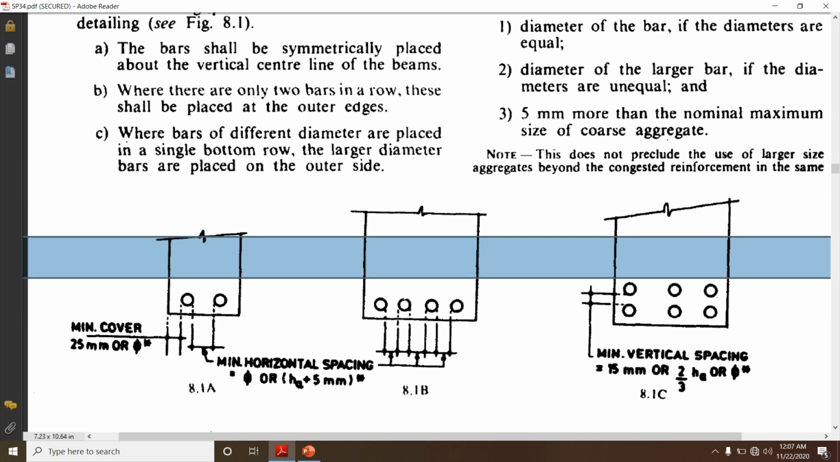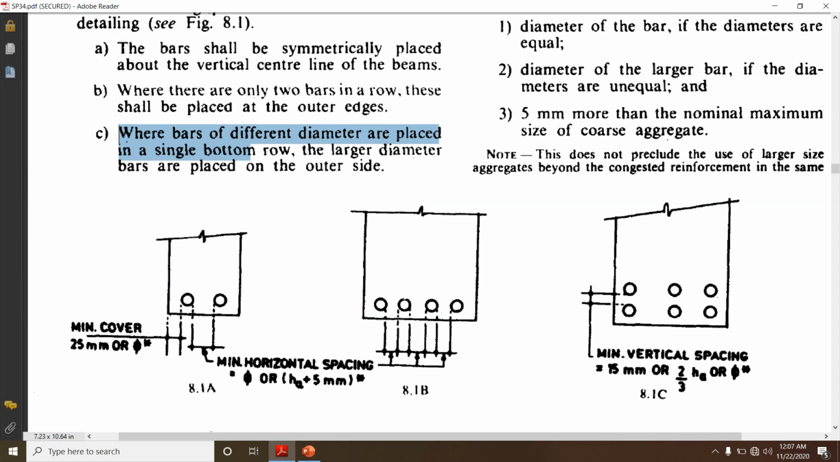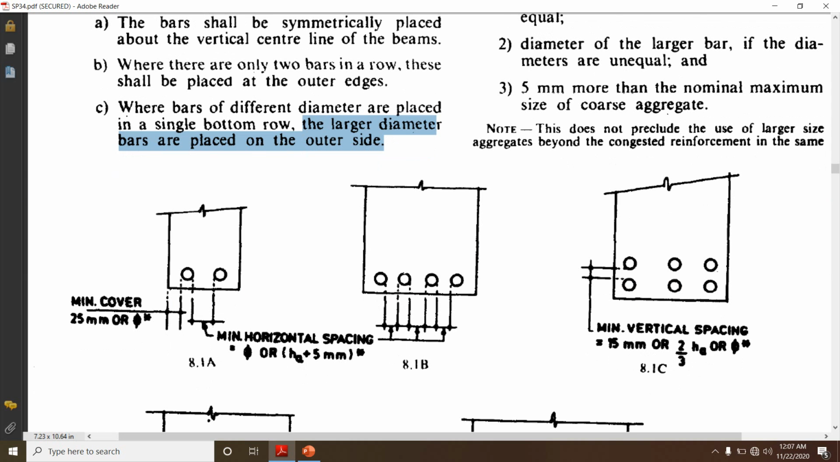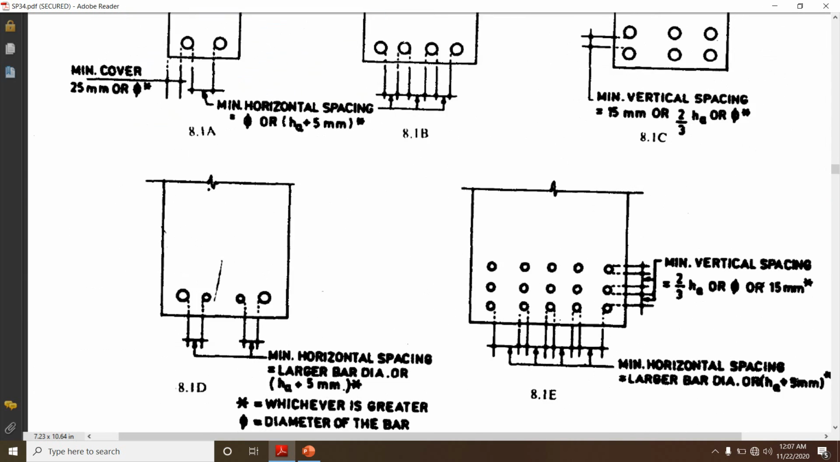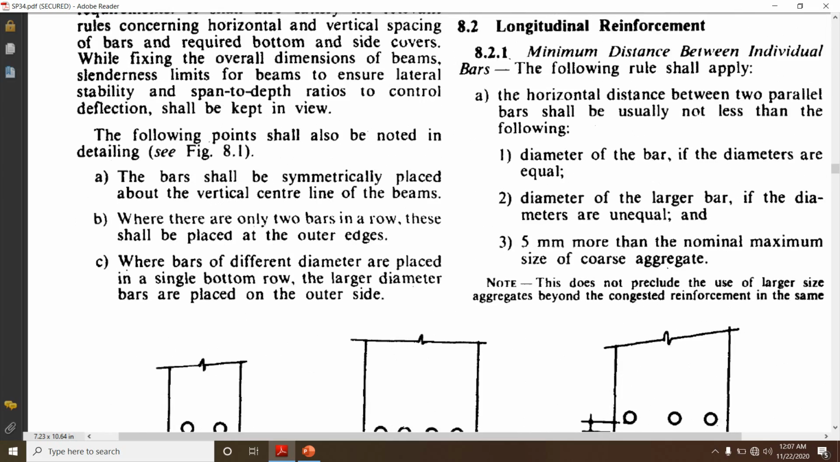Then next, when bars of different diameters are placed in a single bottom row, the larger diameter bars are to be placed on the outer side. For example, take this beam, wherein we have different diameters of bars. These outer bars are of 16 mm dia and these inner bars are of 12 mm dia. So when we have different diameters, the larger diameter bars have to be placed on the outer edges, and the smaller diameter bars have to be placed on the inside. That is what it indicates.